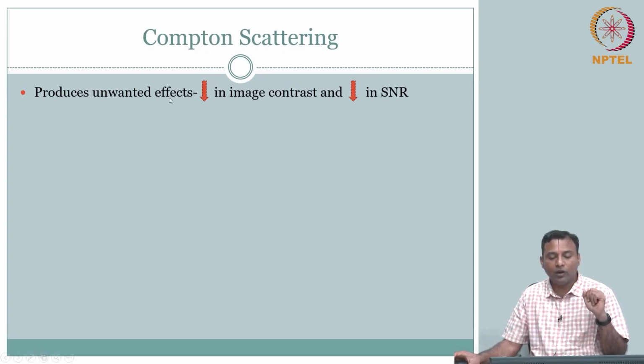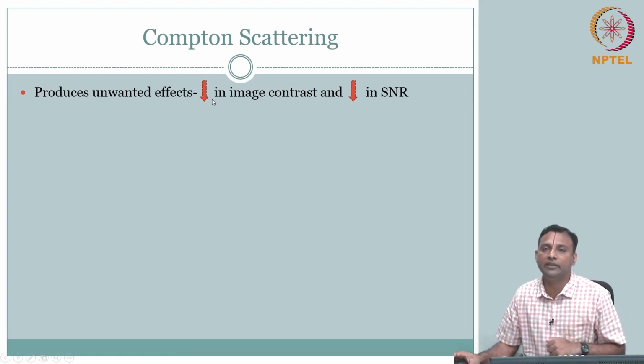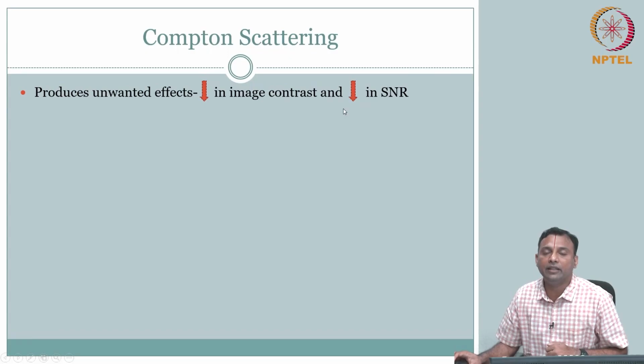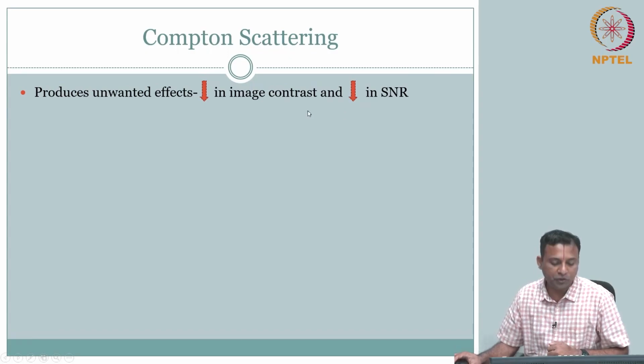So it produces an unwanted effect where the image contrast is reduced. We will see why it is reduced, and it also decreases the signal to noise ratio. So we will see and write out these unwanted effects. In order to do that, first we will talk about the effect on contrast to noise ratio.